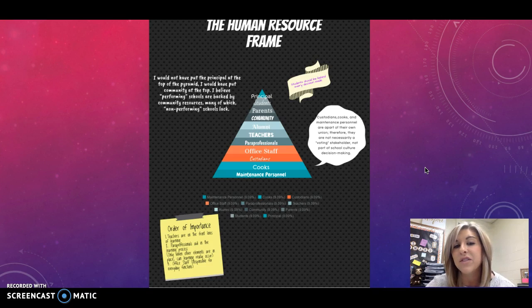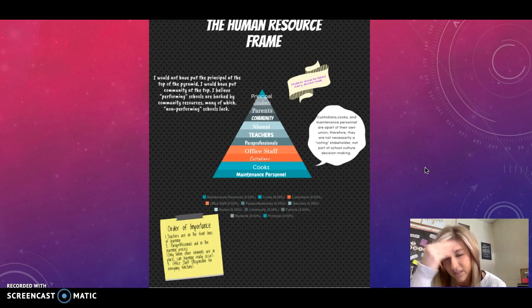I put students directly underneath the principal because students should be behind every decision made. So every decision that is made by the principal should have the students' best interests at heart.